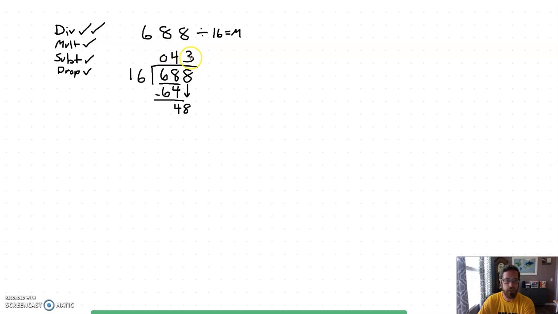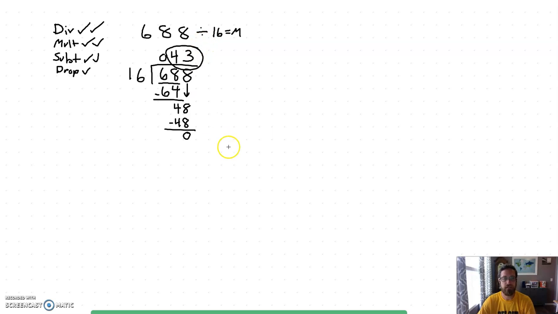Now I'm going to multiply. I just wrote my 3. I'm multiplying that 3 by the 16, which in this case is 48. And then I subtract. Well, I just wrote that 48, so I'm subtracting the 48 from 48, which is 0. Now, do I have anything left to drop? Nope. All my place values filled? Yep. Is this less than my divisor? Yeah. So I'm done. My answer is 43. So 688 divided by 16 is 43.